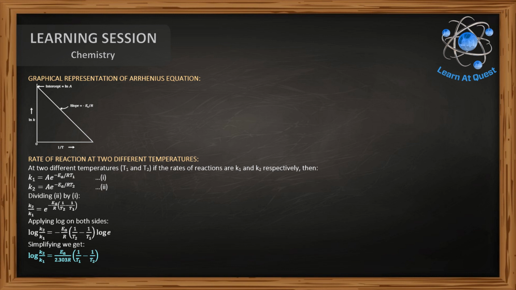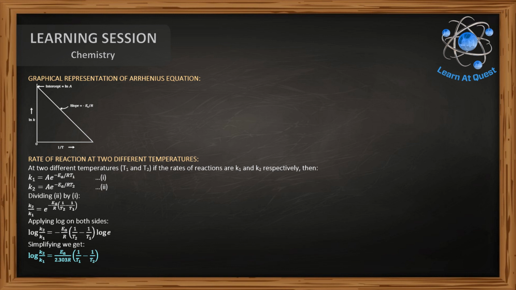Let us divide the second equation by the first equation. When we divide the second equation by the first equation, we get on the left hand side of the equation K2 divided by K1, and on the right hand side of the equation we have e raised to minus EA by R, brackets 1 divided by T2 minus 1 divided by T1, bracket close.